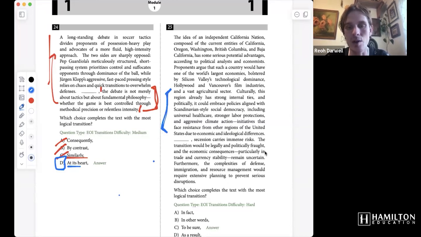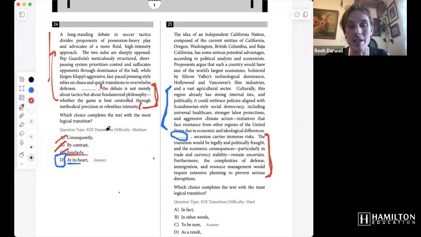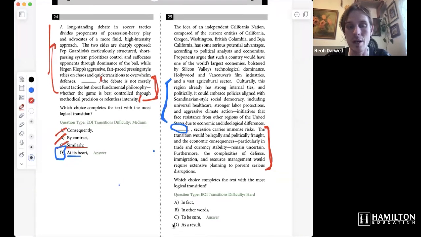And then we see, on the other hand, that there are risks. Okay, so we are pivoting between these two things. We're going to have to offer a concession here. We need to concede that even though it's a really great idea for us to secede, there are going to be some issues that will make it difficult. All right. So that's the logical relationship between these two. Many of these don't show that, right?